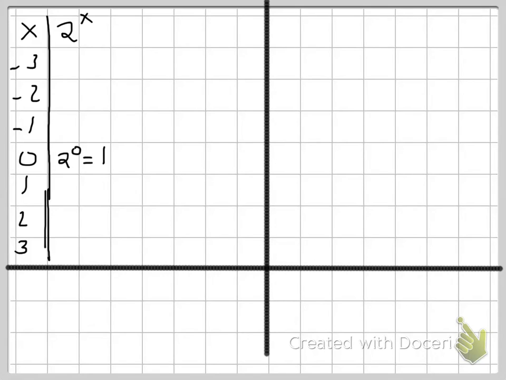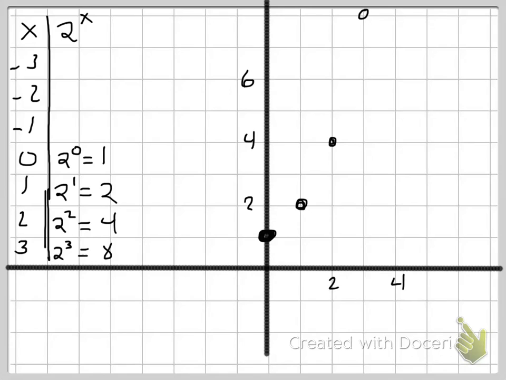So 2 to the 0 power, anything to the 0 power is going to be 1. I'll go ahead and plot that point in. 2 to the first is going to be 2. Go ahead and plot that point in. 2 squared is going to be 4. And 2 cubed is going to be 8. So we'll plot those points in first, and then we'll handle the negative exponents.